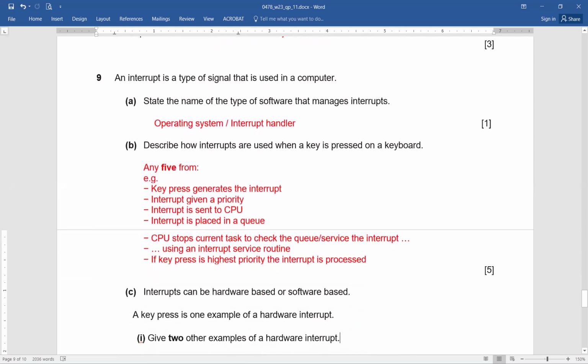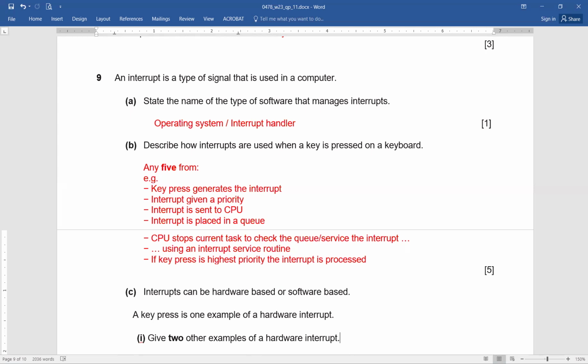Question number 9. An interrupt is a type of signal that is used in a computer. State the name of the type of software that manages the interrupts. See, it's operating system. Exactly. We have been talking about interrupt handling, or a student can even write interrupt handler. So if you write operating system, perfect. If you even wrote interrupt handler, then that is also a correct option. That will be treated as a correct answer.